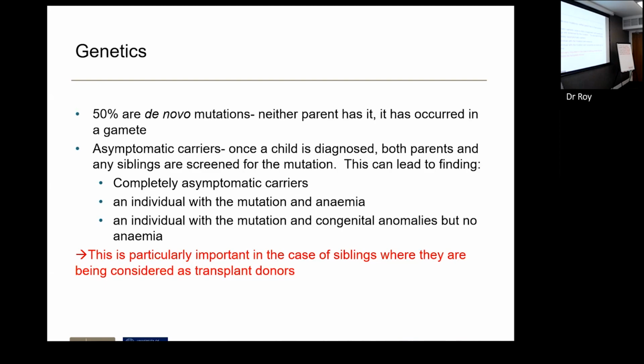But here, where it's very different from CDA is that actually, once you start screening the parents, if you realize that one of the parents is a carrier, even if they're not anemic, they still carry a risk of malignancy. So having a mutation in a ribosomal protein gene increases your risk of solid tumors and a huge increase in MDS and AML. And this risk is still there even if you're not anemic.